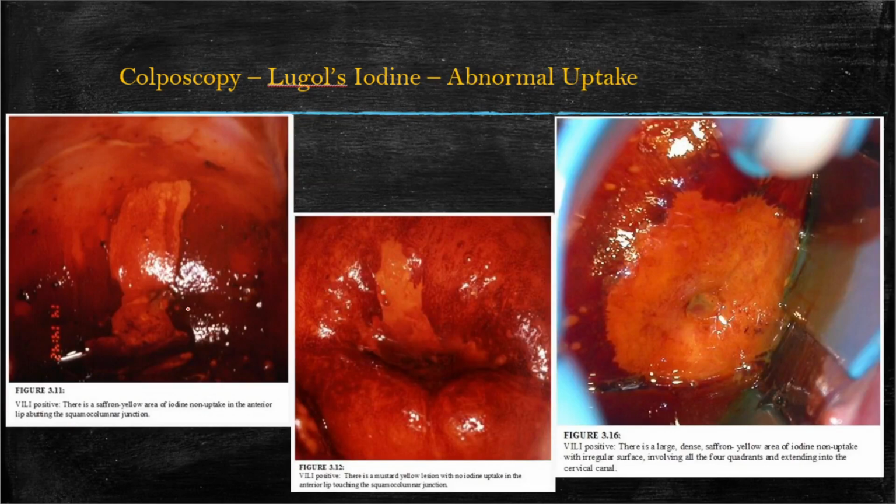So abnormal uptake does tend to stand out a bit more. You can see here a very well demarcated area that's not staining, and the same thing here. The figure on the right has a large dense saffron area of non-uptake, with kind of an irregular surface appearance, maybe a little bit of vascular change there, and this does involve all four quadrants, but it's really quite well demarcated. So this would be an area where you might come out and try to take a biopsy at the interface to get a bit of normal tissue, and then maybe down closer into the os as well.